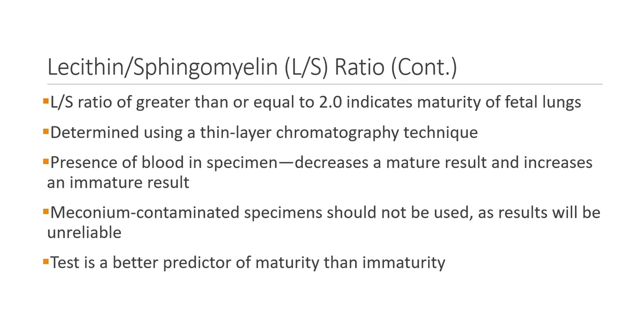The presence of blood in the specimen decreases a mature result and increases an immature result, so those results are not reliable. Meconium-contaminated specimens should not be used, as, again, the results will be unreliable. This test is a better predictor of lung maturity than immaturity.